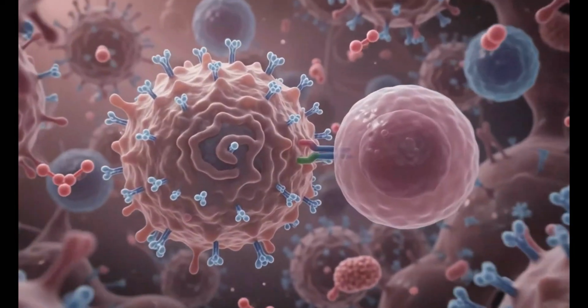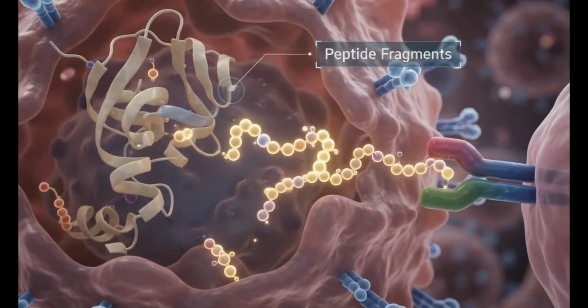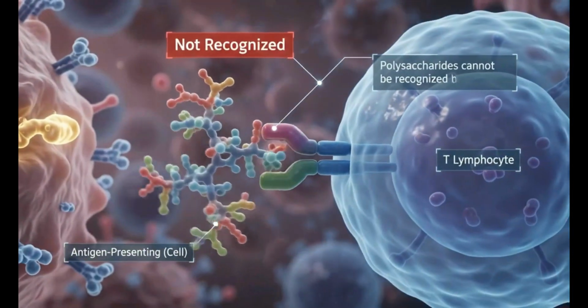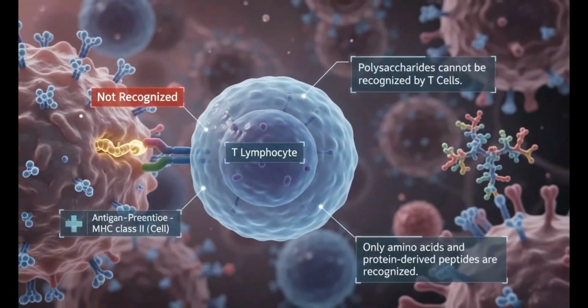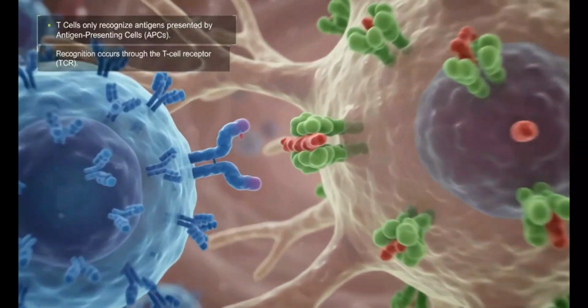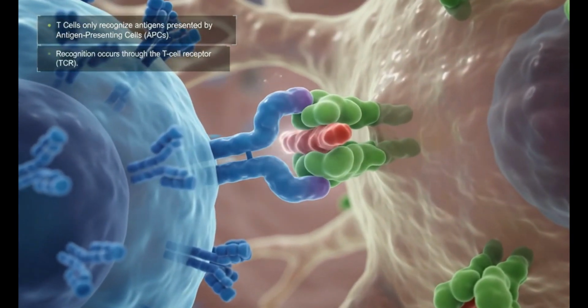T cells only recognize peptide antigens. Polysaccharides cannot be recognized by T cells. Only amino acids and protein-derived peptides are recognized. T cells only recognize antigens when they are presented by antigen-presenting cells.